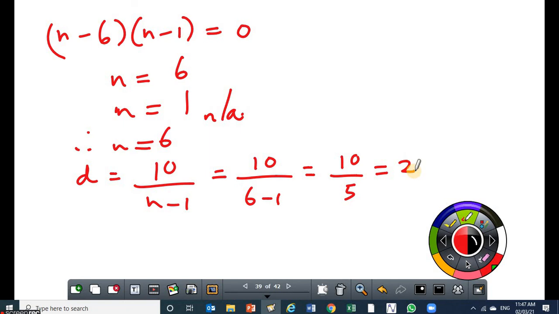N is equal to 6. What is 6 minus 1? Sorry? I put the 6 here. Where? Okay, remember the last term is 11. That's the last term. Okay, remember that. Yes. Okay.